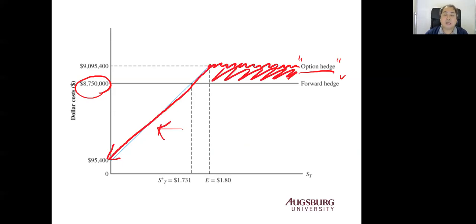Okay, so this example is very good practice for how each hedging method solves the problem of transaction exposure.